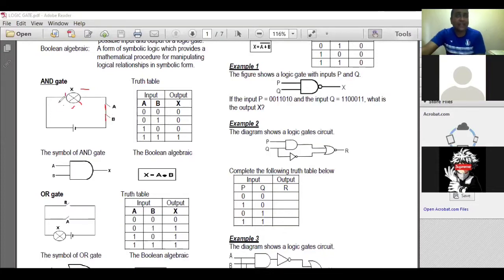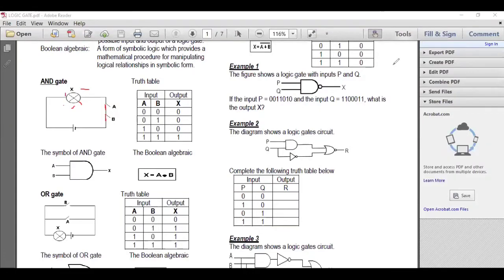This one we call the AND gate. Why? Because in order to get your output 1, both A and B must be on. So I call it the AND gate. Any circuit that behaves like this, the general symbol for the AND gate will be like this. These are your 2 inputs. This will be your output. The D shape is the symbol for the AND gate.